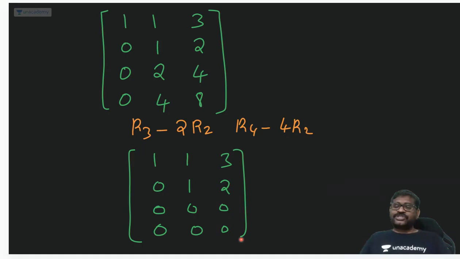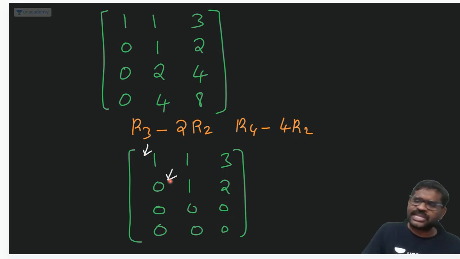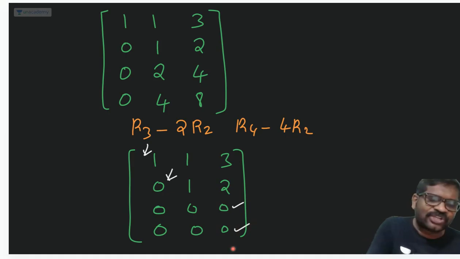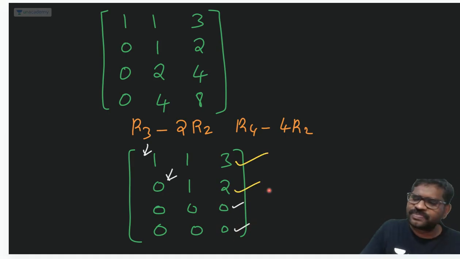Number of zeros before the non-zero element: no 0, 1 zero. Here no 0, here 1 zero. Increasing order. Zero rows appear last. How many non-zero rows? 2. Therefore, rank of A is 2.